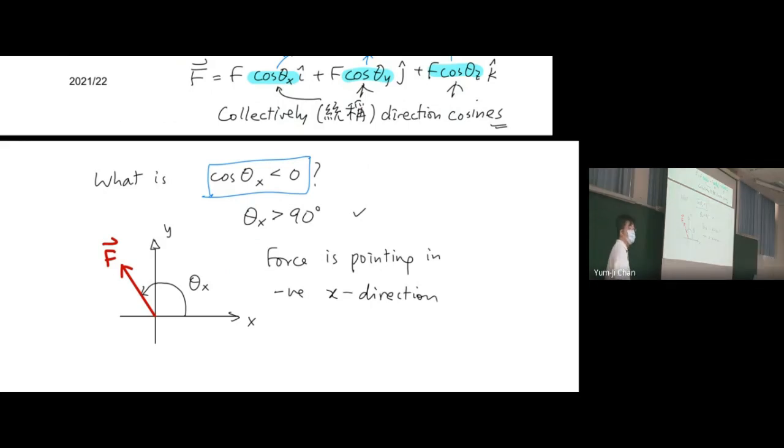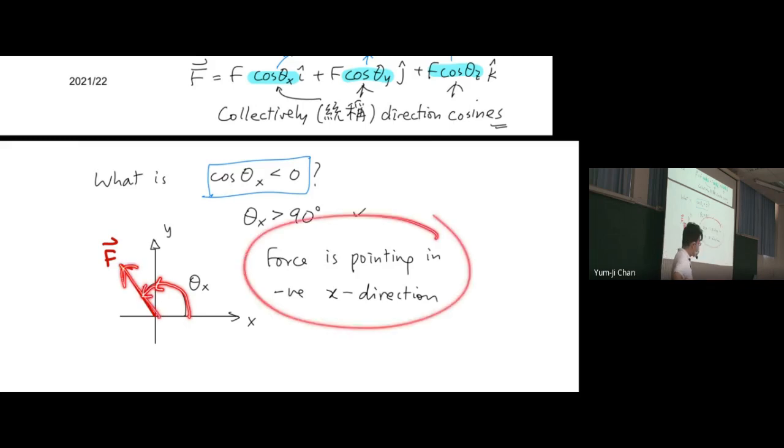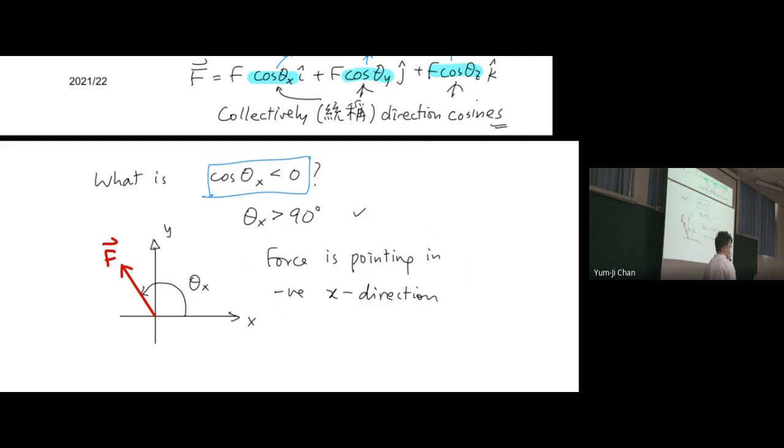It's okay. These direction cosines can be negative. This is okay. It means if cosine theta x is smaller than 0, it means theta x is larger than 90 degrees. Therefore, graphically, on the graph, this is 90, right? And then larger than 90 degrees, it means the force is pointing in negative x direction.